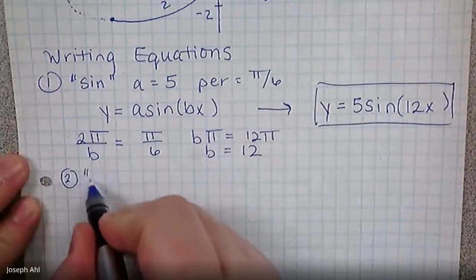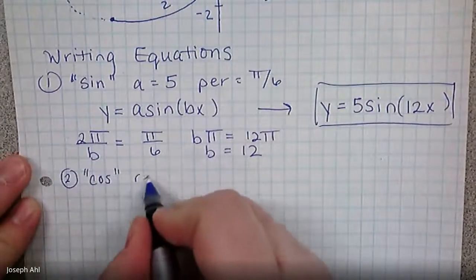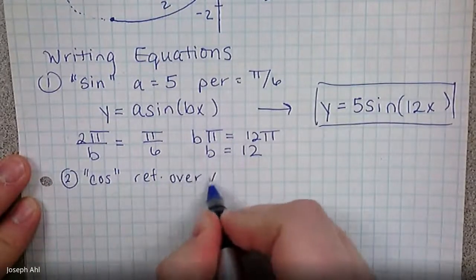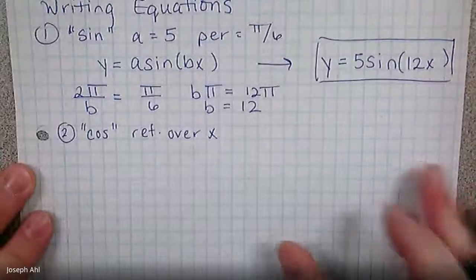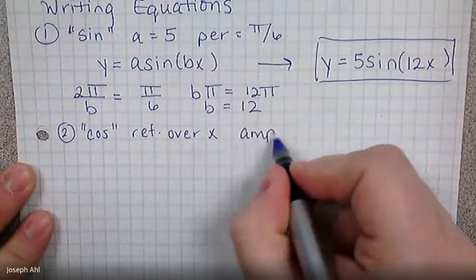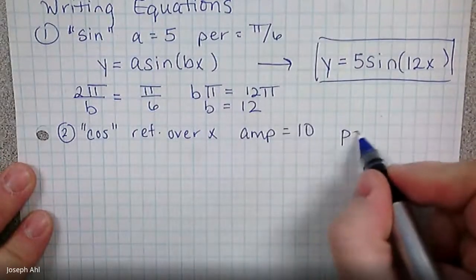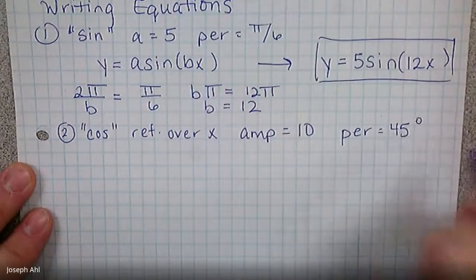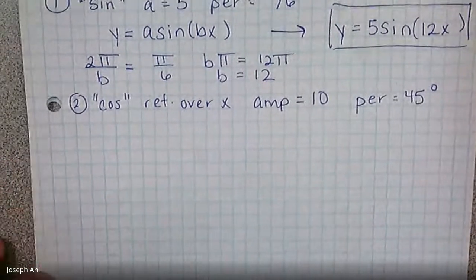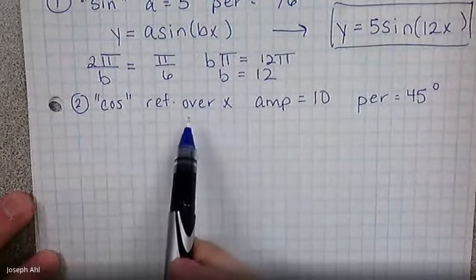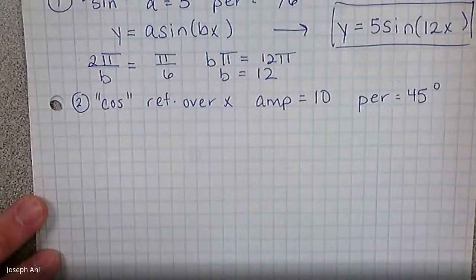All right, let's do an equation with cos that's reflected over the x-axis with an amplitude of 10 and a period of 45 degrees. Oh man, I'm throwing a bunch at you here. So we're writing a cos equation. It got flipped over the x-axis. The amplitude is 10, period is 45 degrees.